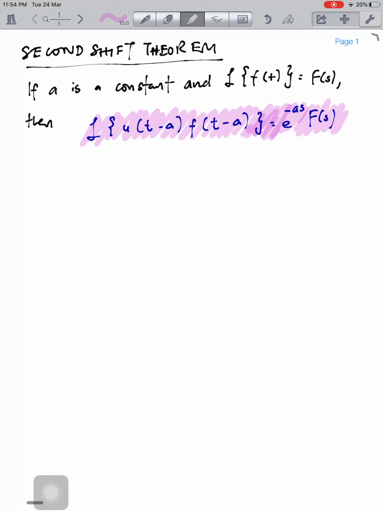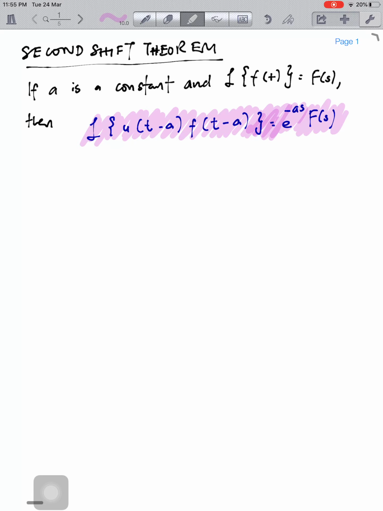Alright, so in this video we're going to discuss the third theorem for Laplace transform, which is called the second shift theorem. Previously we discussed the first shift theorem, so the idea is going to be pretty much the same. You use the second shift theorem when you have a function involving products. But for the first shift, one of the functions involved is an exponential.